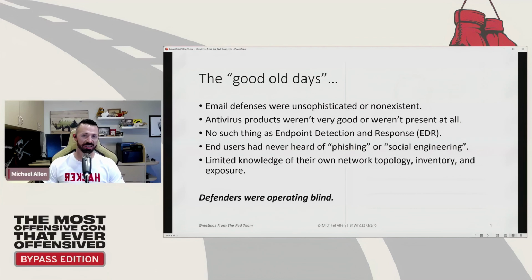There was no such thing as endpoint detection and response products, or EDR, back then. A lot of end users had never heard of social engineering, and security awareness training was pretty limited. Even the internal IT department and the organization itself had limited knowledge of the internal network topology, the devices on the internal network, and the services that were exposed to the internet. Back then, defenders were pretty much operating blind, and as you can imagine, things were a lot easier for us as attackers.